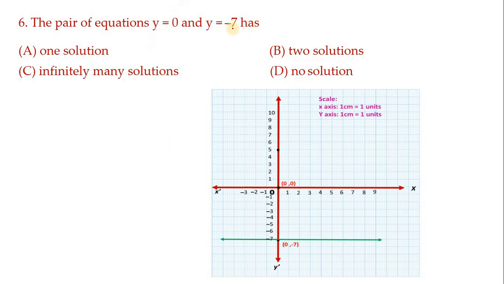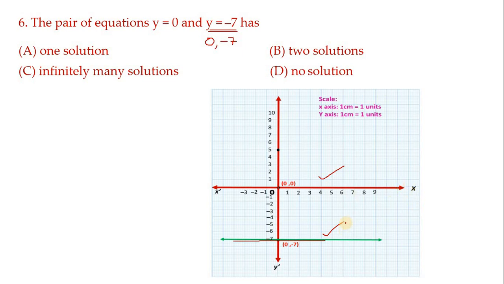So similarly, see for y equals to -7. So here also x value will be 0. So 0, -7. So 0 is here, -7 is here. I mean the green line. So first we have got this red line and next we have got this green line.